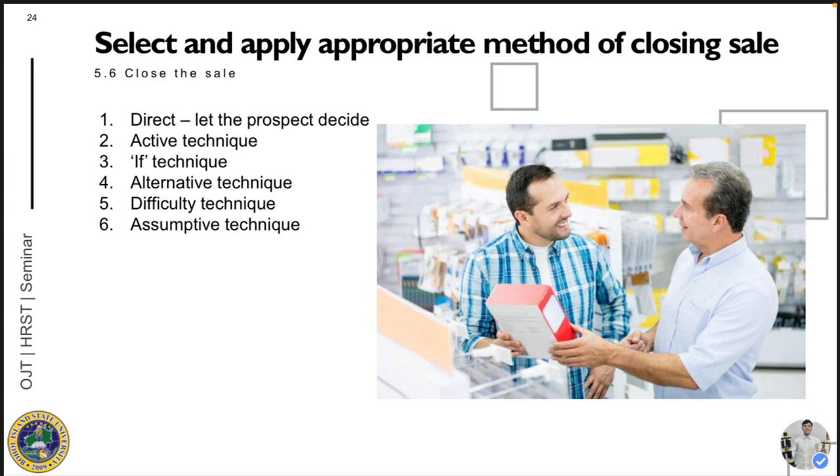The fifth one, difficulty technique. This is particularly effective when the business is heavily booked. What are the examples of time or season wherein there is heavy booking? Can you guess? One is holidays. During holidays there is heavy booking. So what are examples of holidays? Christmas, New Year, etc.